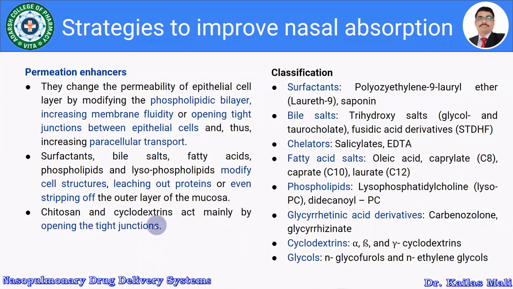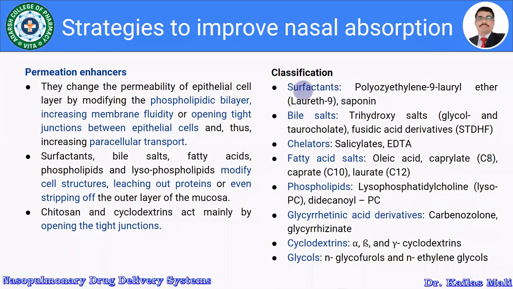Already we have seen how the drug is absorbed from the nasal cavity, the mechanisms of drug absorption from the nasal tract or nasal cavity. Let us see the classification of permeation enhancers which are used in nasal drug delivery systems. Very first one, surfactants, then bile salts, chelators, fatty acid salts, phospholipids, glycyrrhizinic acid derivatives, cyclodextrins, and glycols. These are the categories of permeation enhancers widely used in nasal formulations.